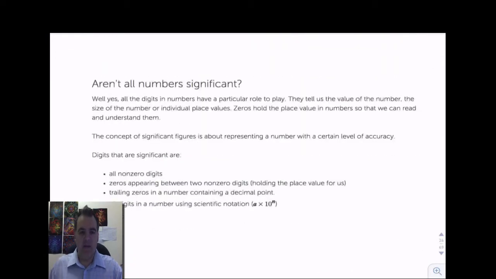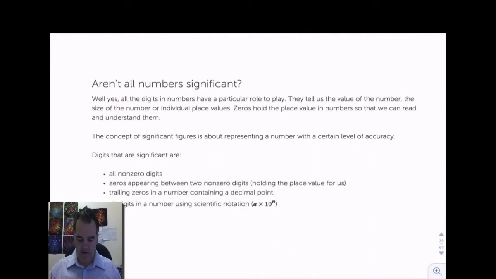So yes, all numbers are significant, but some numbers we don't need when we're writing down the number. They're kind of there just as placeholders. We're talking about zeros here. We're only talking about zeros, some of which are not significant. So in general, here are the rules. Digits are significant if they're not zero. If there is a zero between two non-zero digits, like 3, 0, 0, 5, those two zeros will be significant. Trailing zeros on a number containing a decimal point are significant.